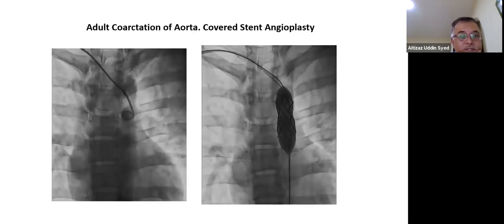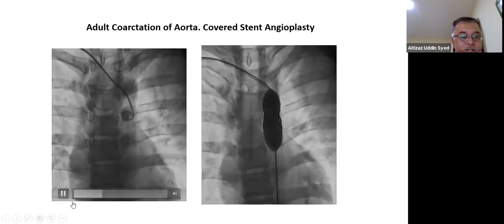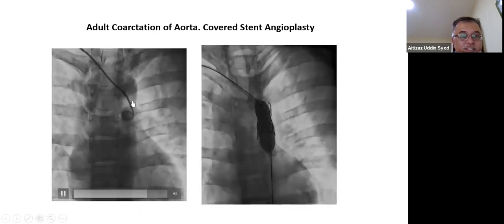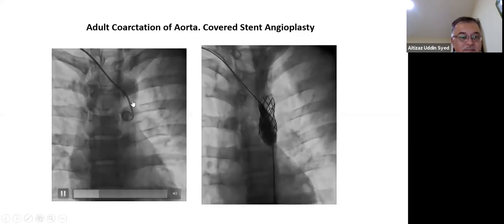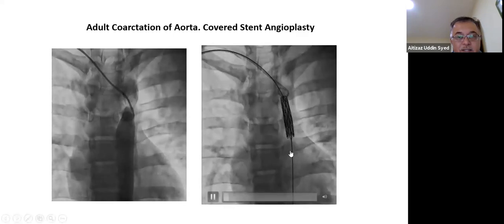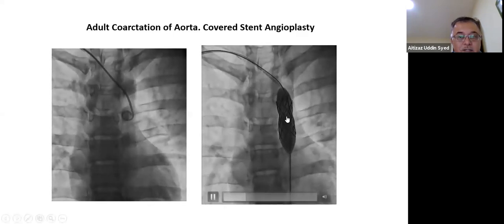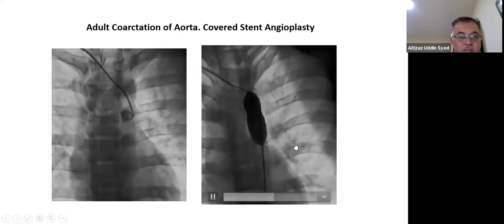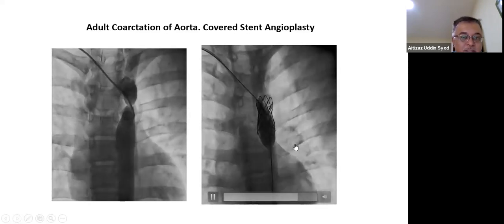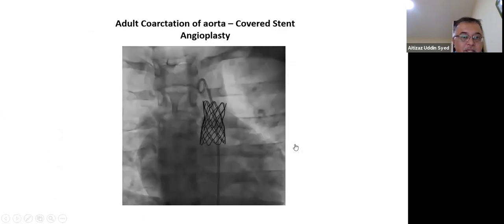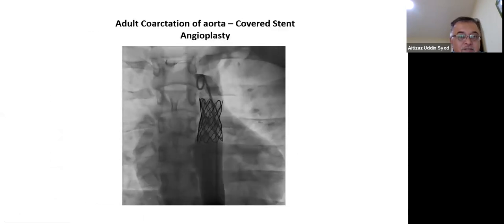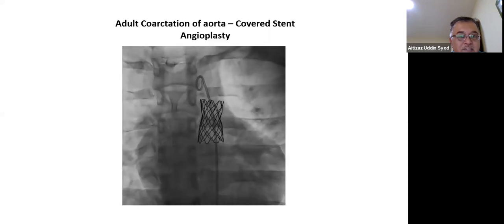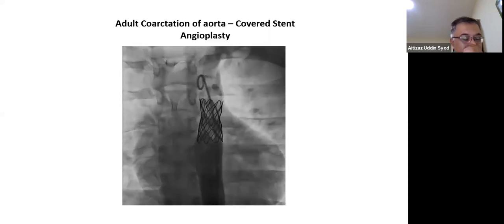So have a look at these. Look at the picture on your right, and you see a nice coaptation. This is an adult. And then in the same area, a stent is being deployed, and with a balloon, they are opening the waist of that area. And this is the result. Very nice. The stent is there, and you cannot argue with that.